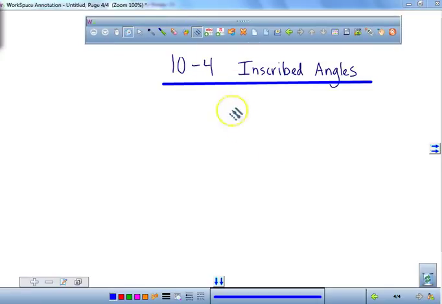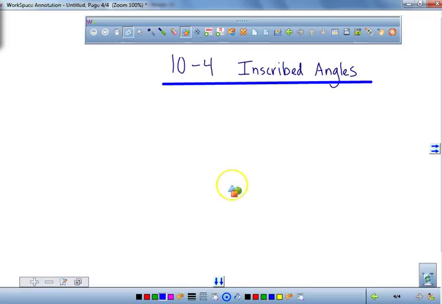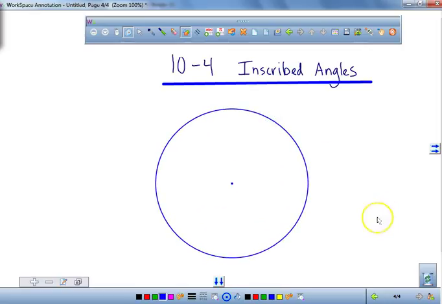Today we're going to be talking about inscribed angles. So what you're going to need to do, you're going to need to draw a circle.